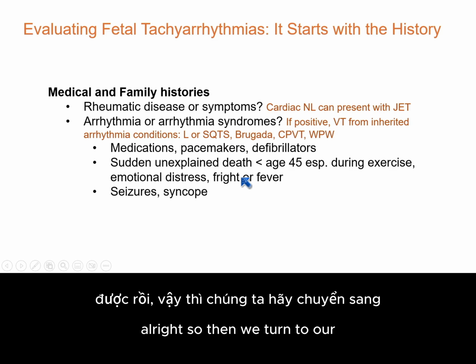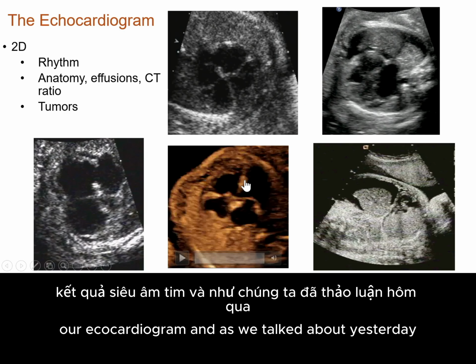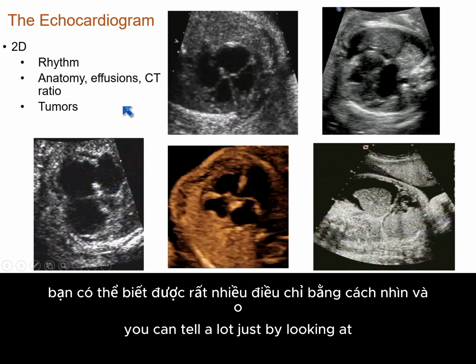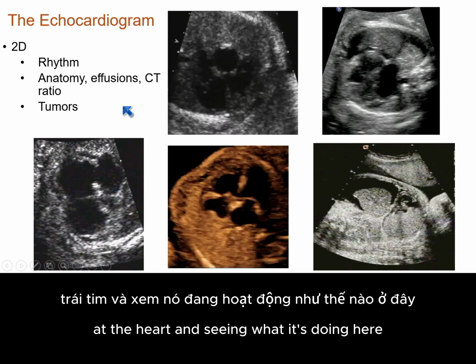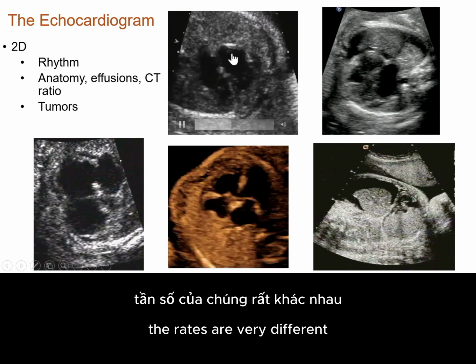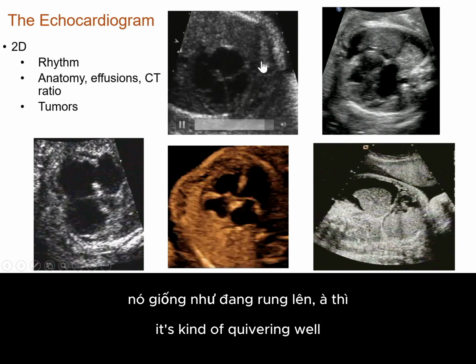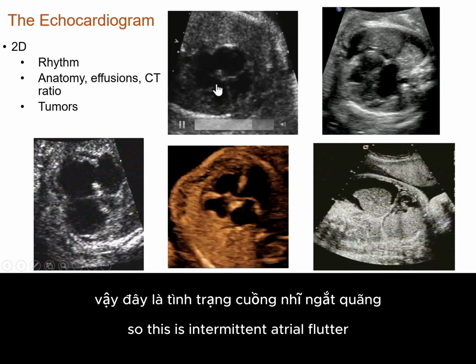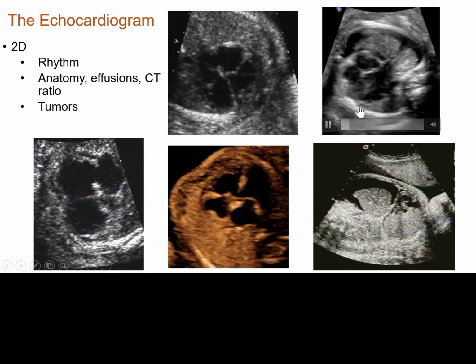All right, so then we turn to our echocardiogram. And as we talked about yesterday when we were scanning with Elena, you can tell a lot just by looking at the heart and seeing what it's doing. Here you can see this is obviously an intermittent tachycardia, but if you look at the atrium and then look at the ventricles, the rates are very different. The atrium is not even really beating, it's kind of quivering, while at least the ventricle is kind of beating. So this is intermittent atrial flutter.